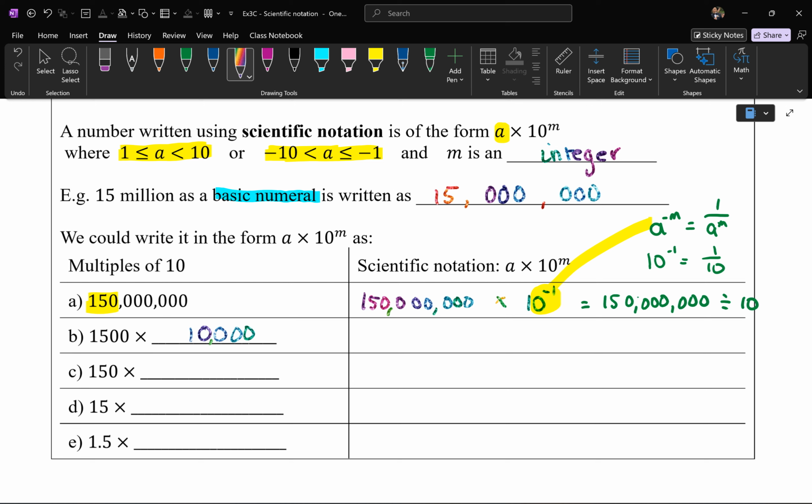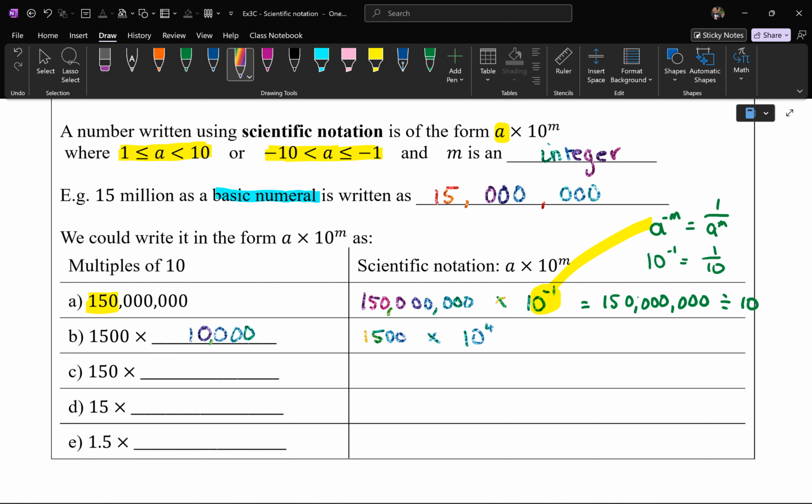But then if you write this in scientific notation, 1500 times 10 to the power of what to make 10,000? How do you write 10,000 in terms of tens? So 10 to the power of what? 4. So the number of zeros tells you what the power should be, because 10 times 10 times 10 times 10, 4 times, will give you 10,000. Let's go to the next one.